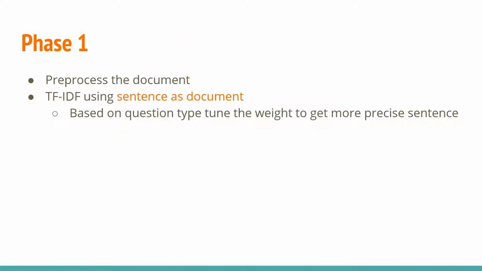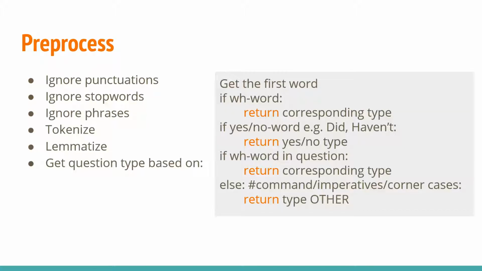We read the text and question, do some pre-processing, and find one sentence with the highest TF-IDF value. When we process the text, we first ignore all the punctuation, stop words, and phrases which do not form a complete sentence. Now, for every sentence in the text, we tokenize it, and we lemmatize every word in the sentence. For questions, based on the first word, we can tell whether this is a WH question, or yes-no question, or other types of questions.